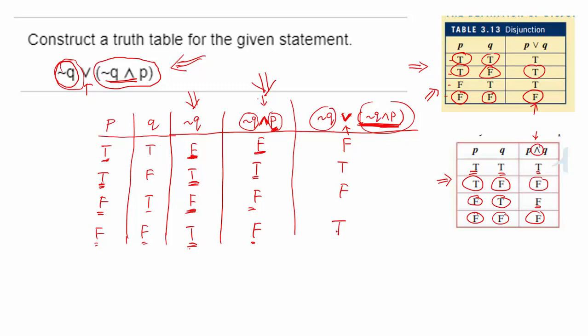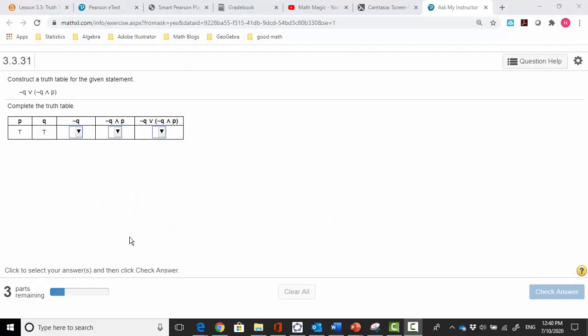So now you're done. Go back to MyLab and let me show you how to put each of those pieces in. It starts with T. So the negation of Q will be false. And so you have a false, true, so for the conjunction, that will be false. And for the or statement, that will be false. Okay, so check answer.